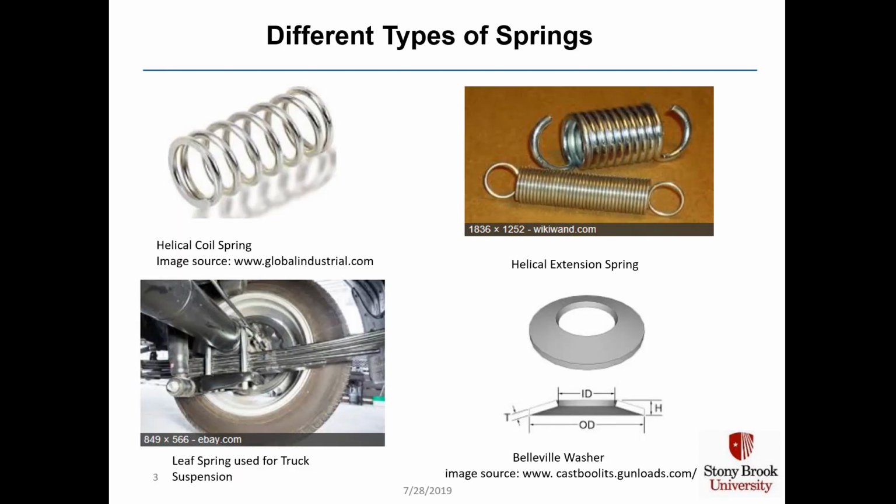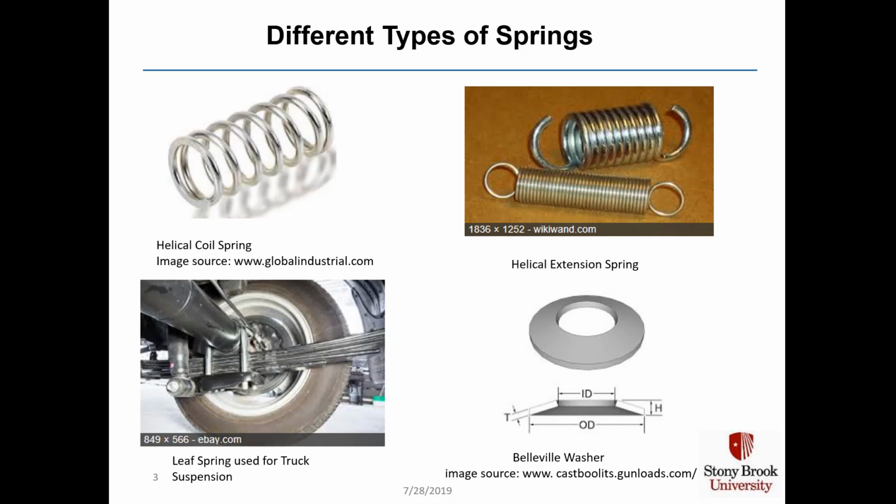There are some different types of springs for you in this slide. Helical coil spring shown in the upper left. If you compress it, the coils move closer together. A helical extension spring is shown in the upper right. If you pull on the loops on the end, the spring gets longer.